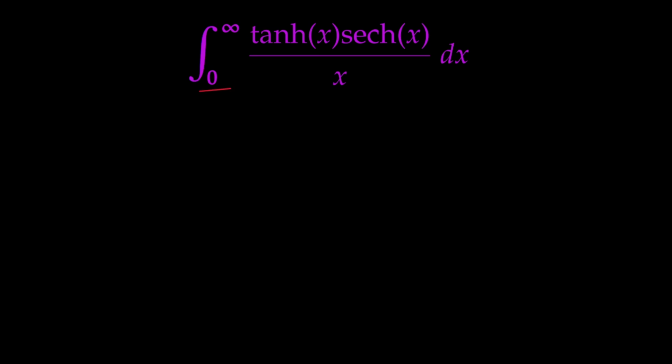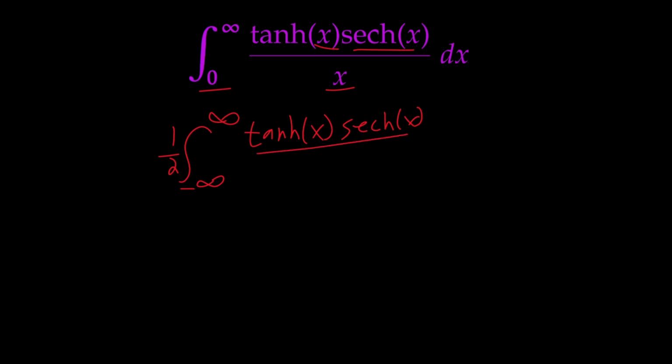So what we can do is notice that this right here is actually a symmetrical function. We have two odd functions, meaning that the resulting function in total is going to be even, as this right here is also even. So what we can say is that this is 1/2 the integral from negative infinity to infinity, apologies for that horrific integral sign, of hyperbolic tangent of x times hyperbolic secant of x divided by x dx.